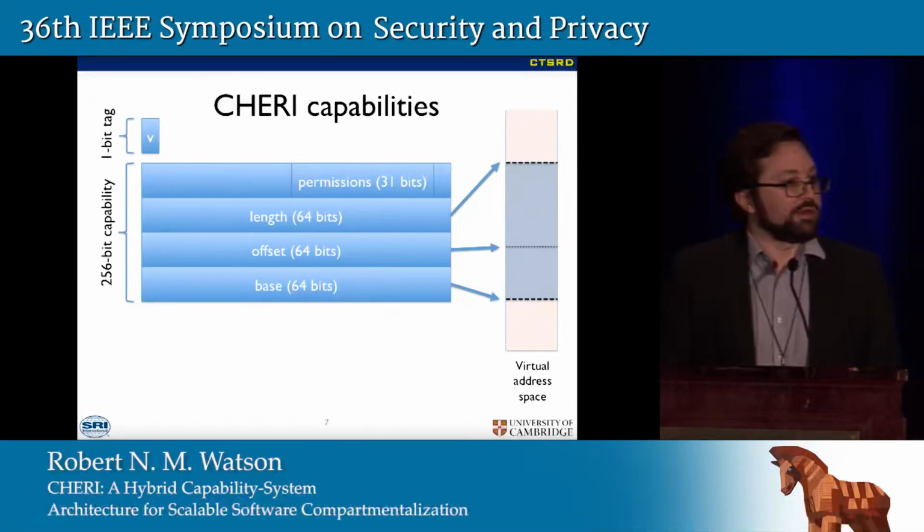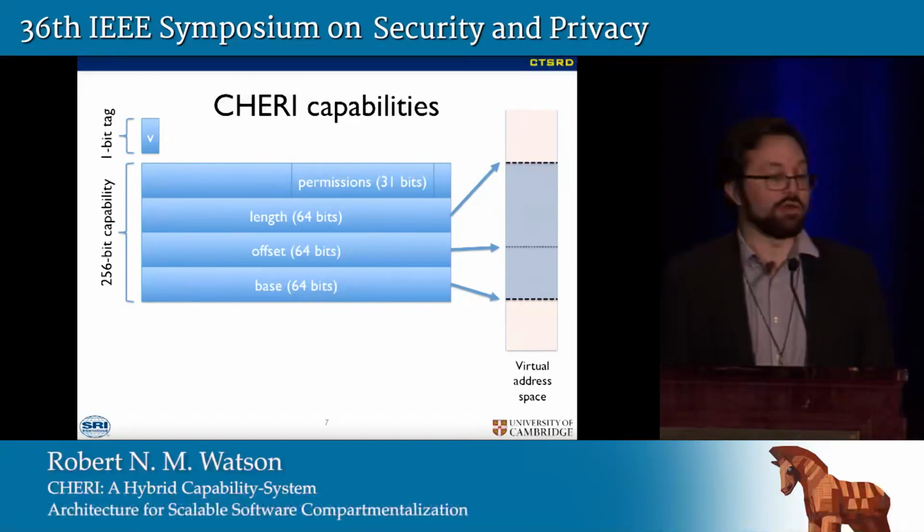There's one more bit you should know about, and that is the tag bit. This tells us if the integrity of the capability is being maintained. If you do anything that violates the integrity of the capability, we're going to clear the tag bit, which means it can no longer be dereferenced or, in the new model, invoked.